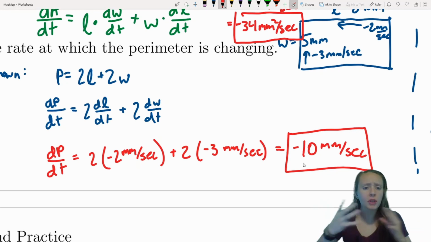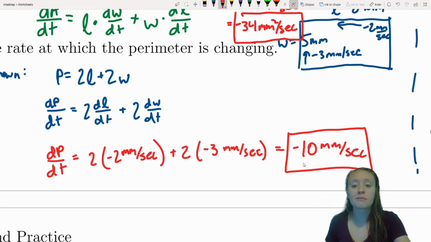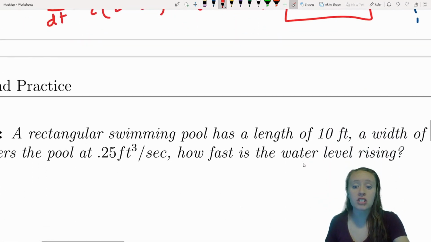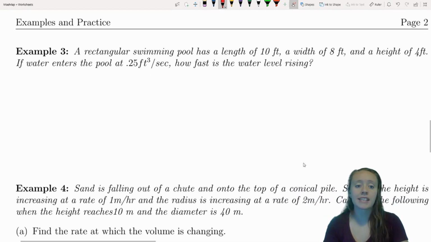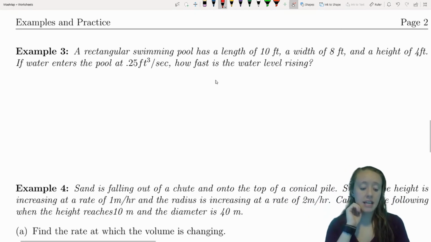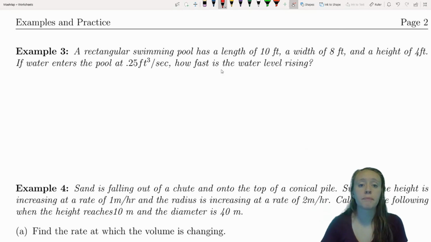All right, so we've worked with two different figures now, a circle and a rectangle, both two-dimensional figures. We can do related rates not only in 2 dimensions, but in 3 dimensions. So let's go ahead and dive into example 3. Example 3 says that we have a rectangular swimming pool. So essentially we have some rectangular prism. It has a length of 10 feet, a width of 8 feet, and a height of 4 feet.